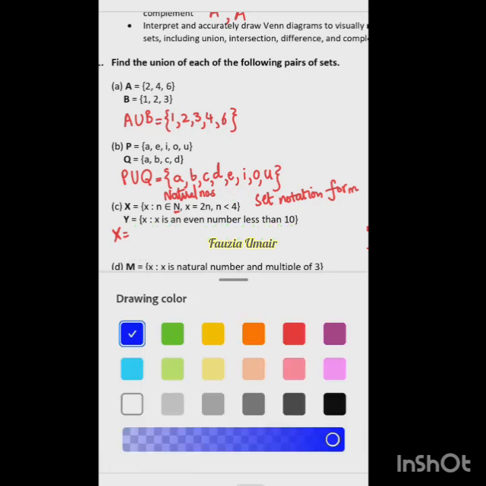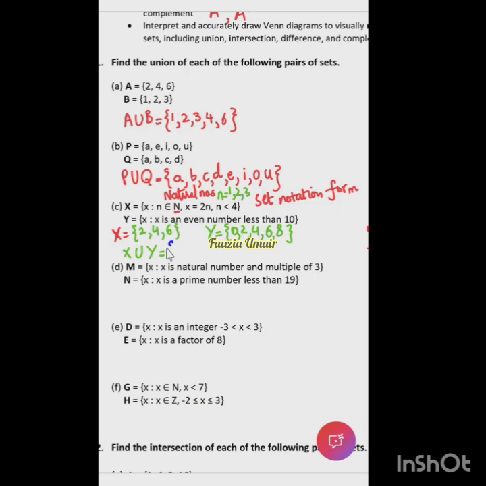So what will be X union Y? 0, 2, 4, 6, 8. So now this is very interesting. That's right. Acha, this is very interesting.